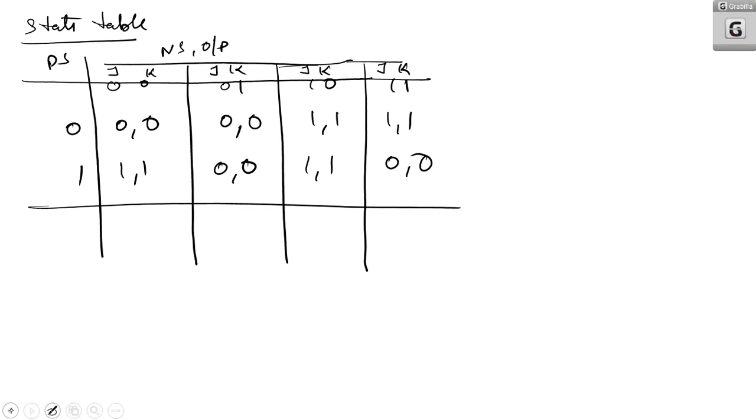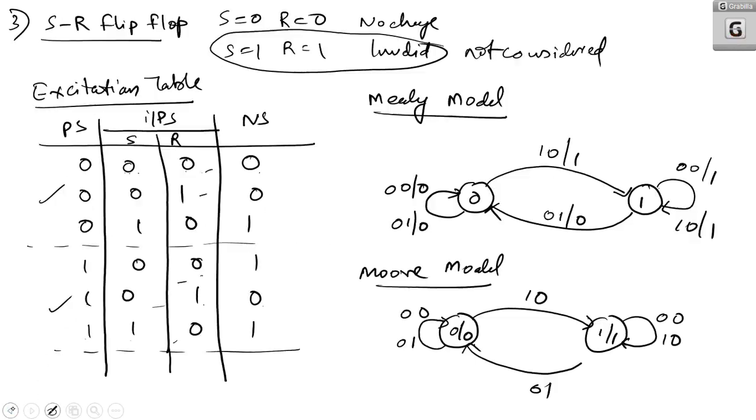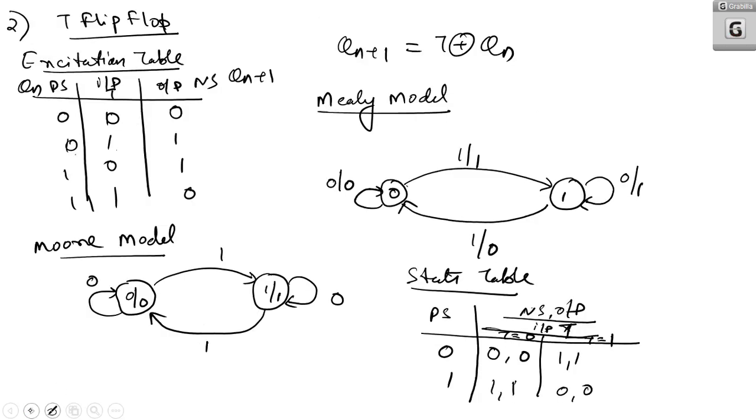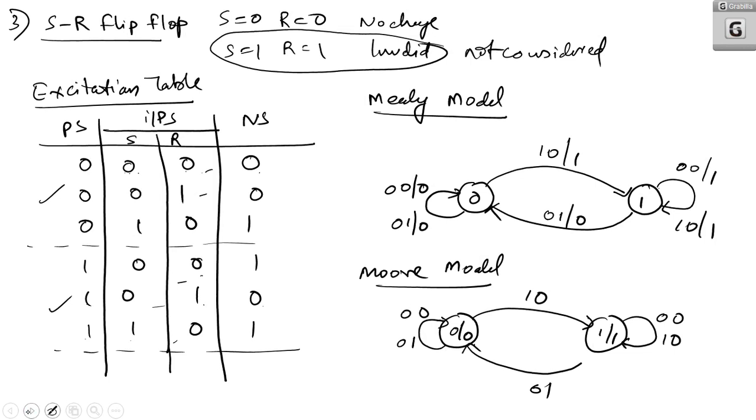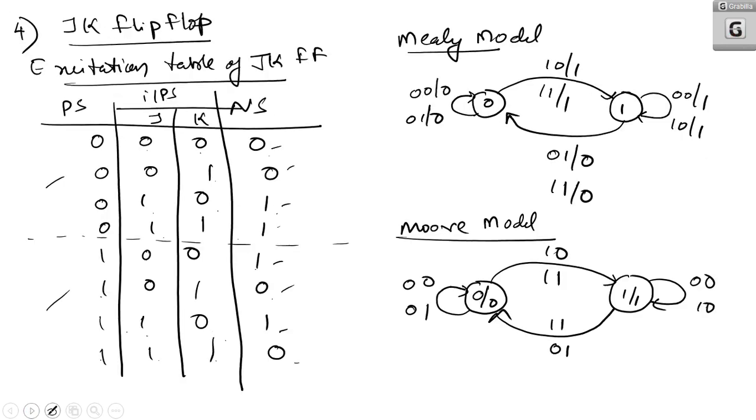So in this lecture we have dealt with the formation of Moore and Mealy machines for memory elements. We have formed Moore and Mealy models for D flip-flop, T flip-flop, SR flip-flop, and JK flip-flop. So that is all regarding the Moore and Mealy models of memory elements.